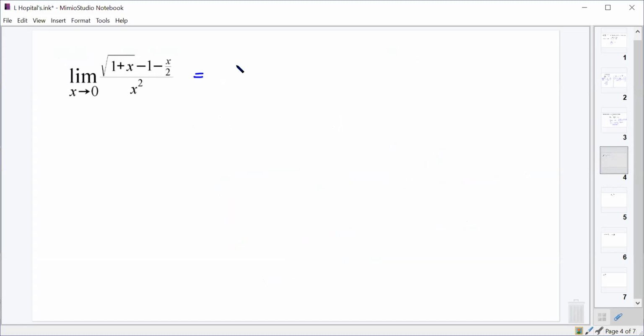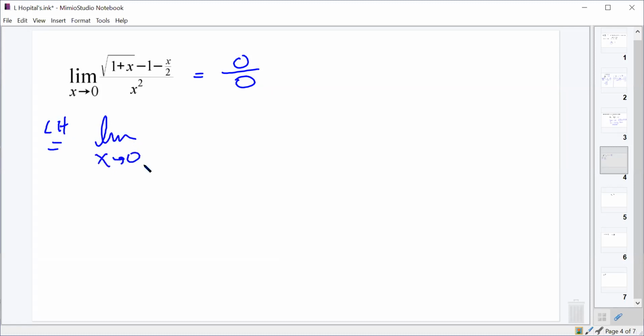Zero over 0. You get 0 over 0. So what should we do? Use L'Hopital's rule. And you'll write it all the way out, but I'm just going to write LH because I'm lazy and I'm not taking an AP test.